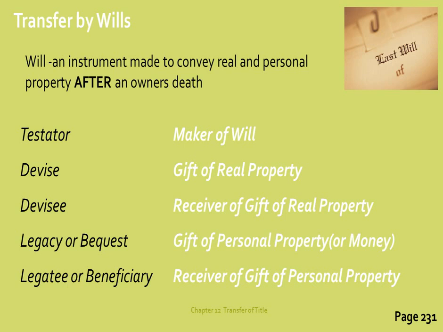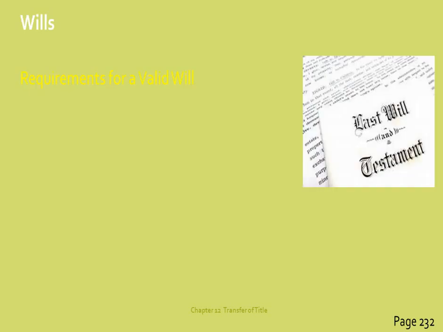Wills must be in writing. They must be signed by the maker as their last will and testament. You have to be of legal age, which is 18 years of age, sound mind and memory. You have to declare this is your last will and testament. Must be witnessed by 2 people, preferably people not taking under the will.